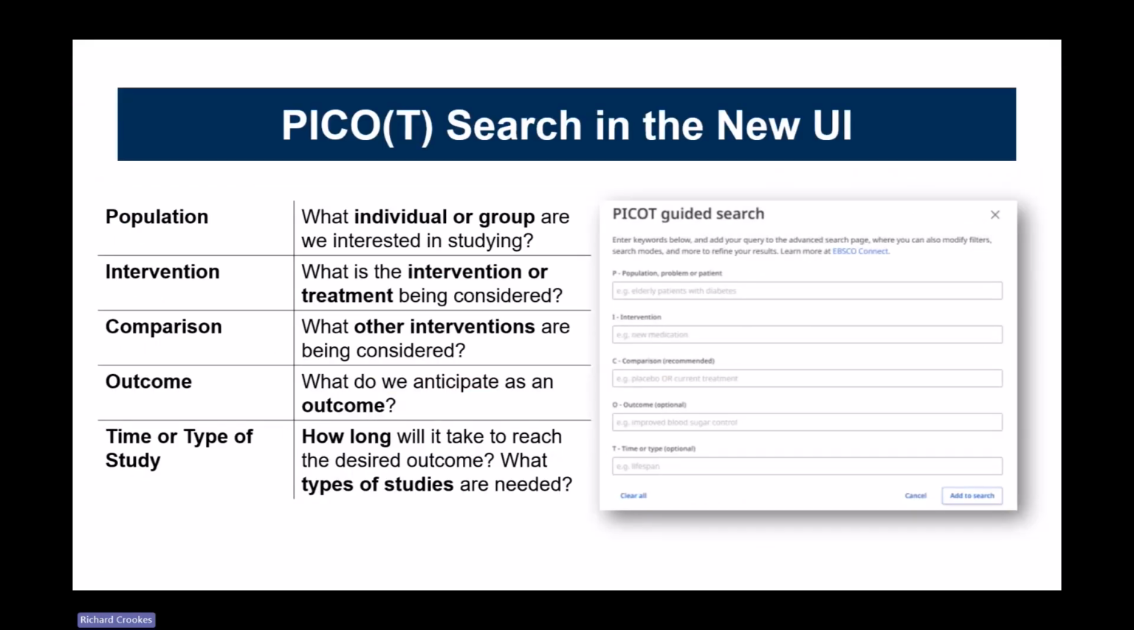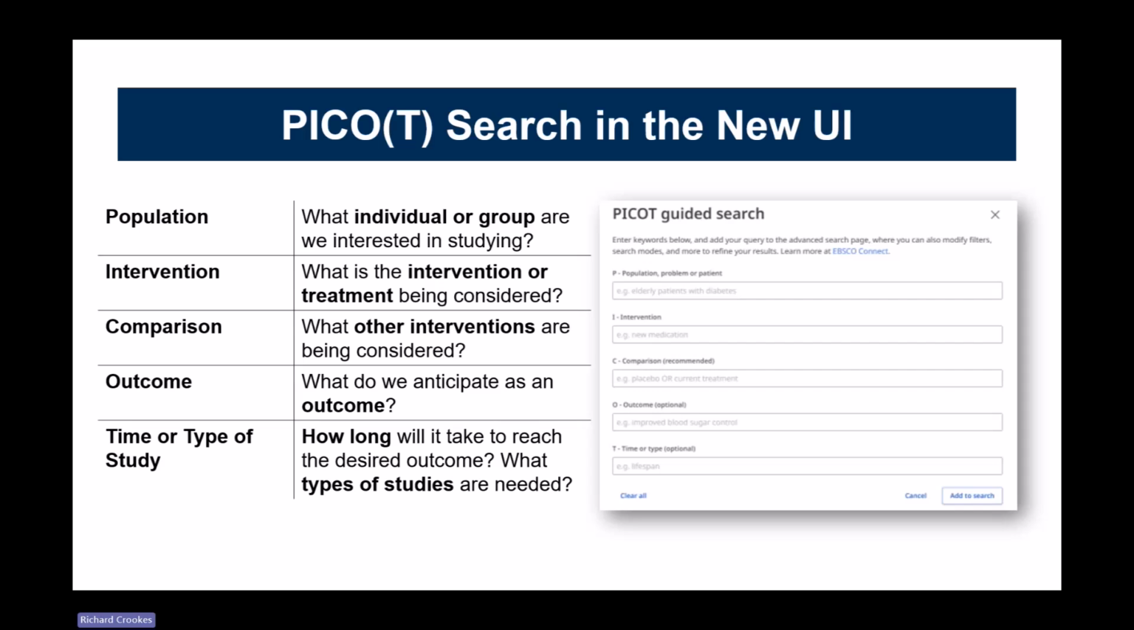Okay, we've also enhanced the PICO app. Some of you may be familiar with it, especially if you're in the NHS or HSC, and that's been around for some time, but it now includes the T element, so it could be PICOT or PICO, if you prefer the other pronunciation. So time or type of study is included. So how long would it take to reach the desired outcome? It could be like a recovery period of 6 months and so on. What types of studies are needed? It could be a randomized control trial, for example.